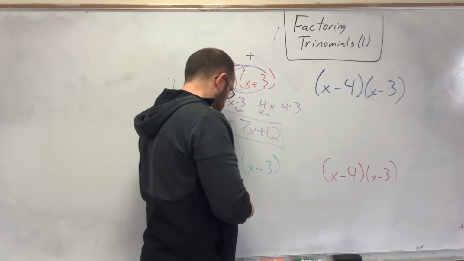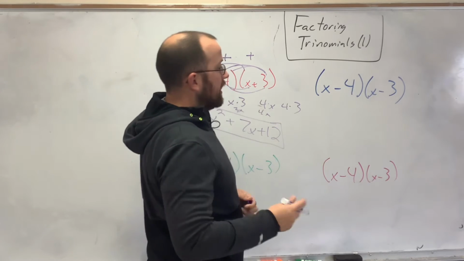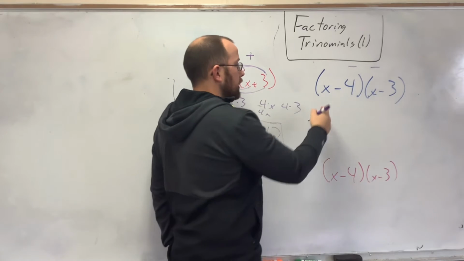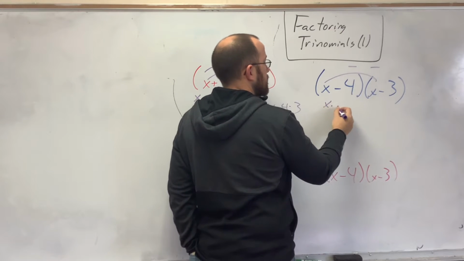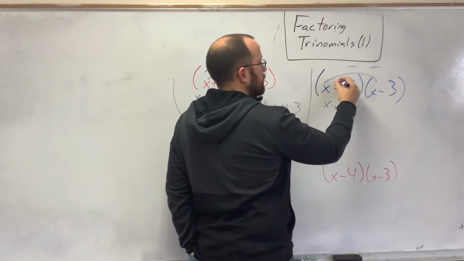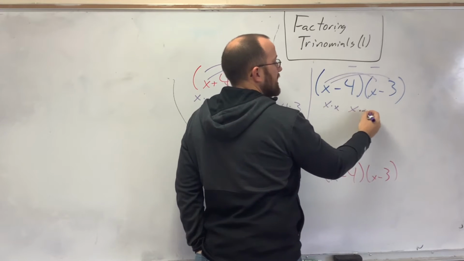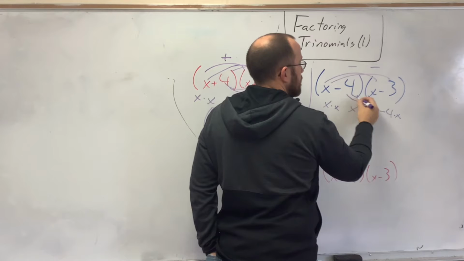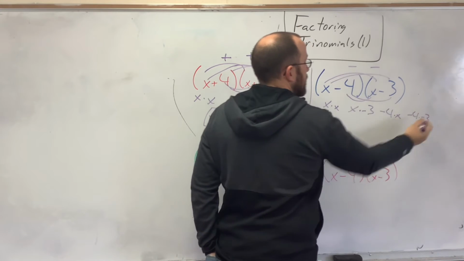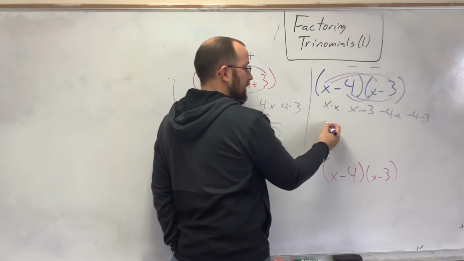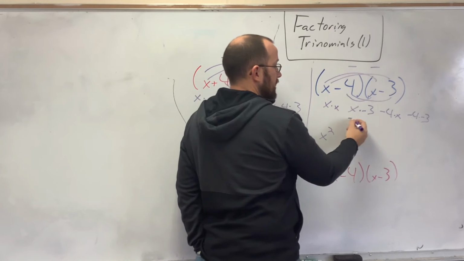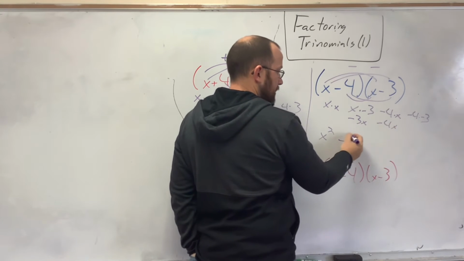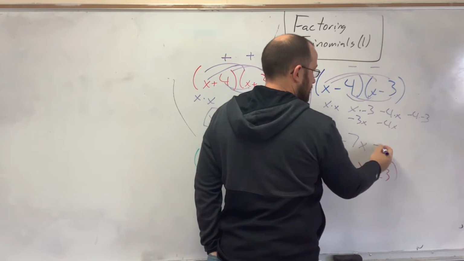So what about if I have a negative and a negative? And all this is about finding the middle number. So I have x times x. Then x times negative 3, then negative 4 times x, and negative 4 times negative 3. So when I combine all these, this gives me x squared, this gives me negative 3x, this gives me negative 4x. Those are like terms, I combine them and I get negative 7x, and that gives me plus 12.